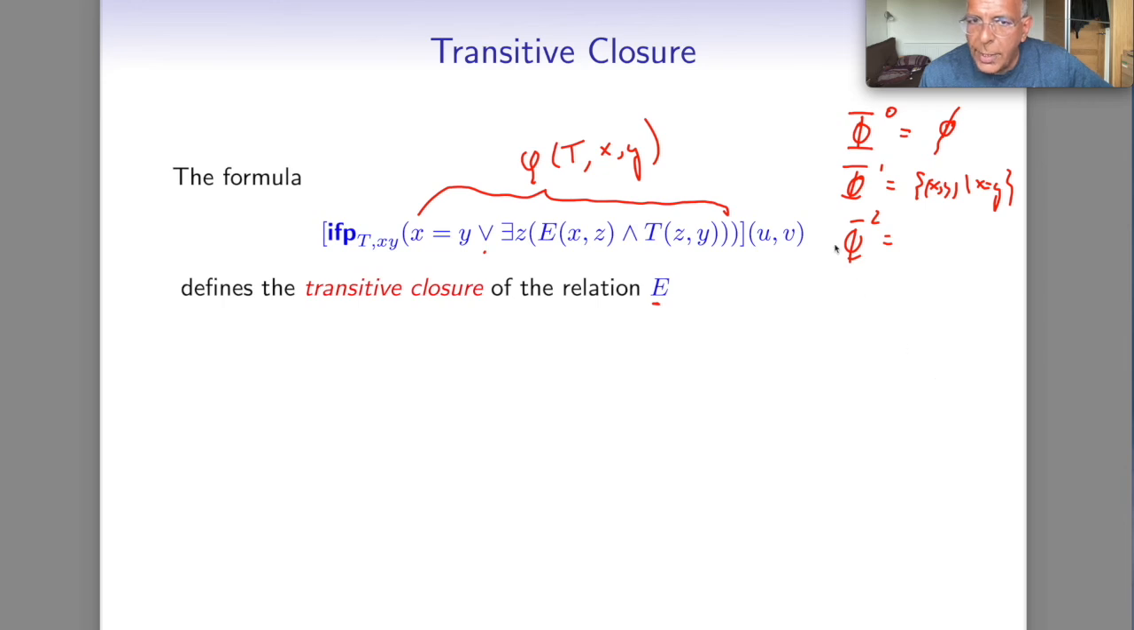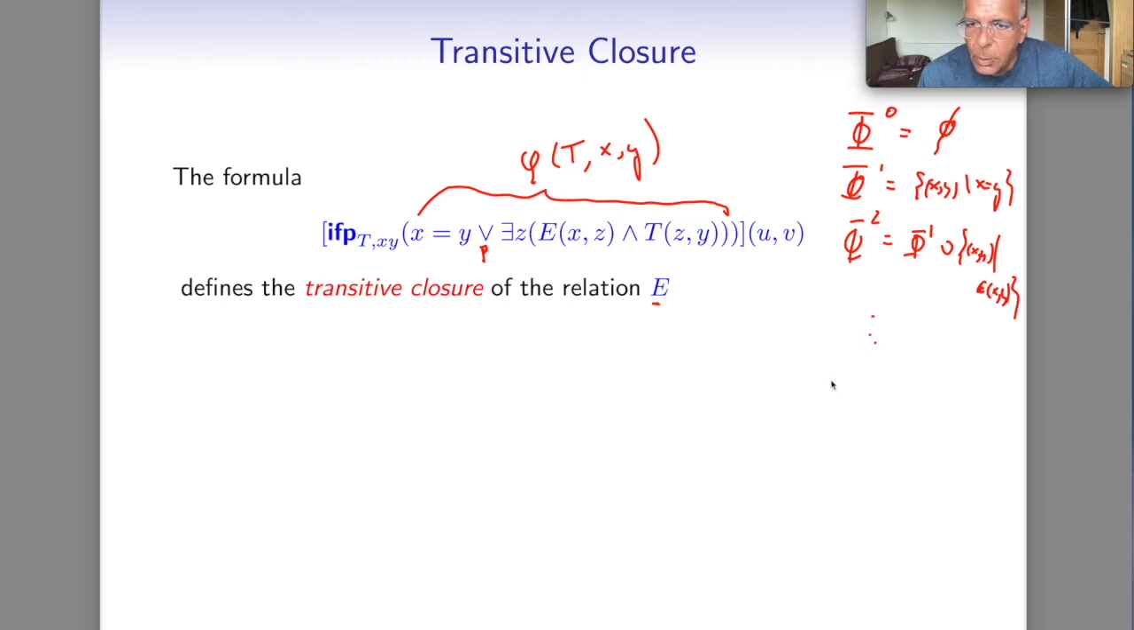Phi 2, what's phi 2? Now for T, you substitute phi 1. So this is all the pairs where z and y are equal, and this gives you what you had before. Actually, because I've got this disjunction, you get x equals y, or those pairs x, y such that there is a z, y is equal to z, and there is an edge from x to z. So it'll give you phi 1 along with all the pairs x, y such that there's an edge from x to y. In other words, all the paths of length at most 1.